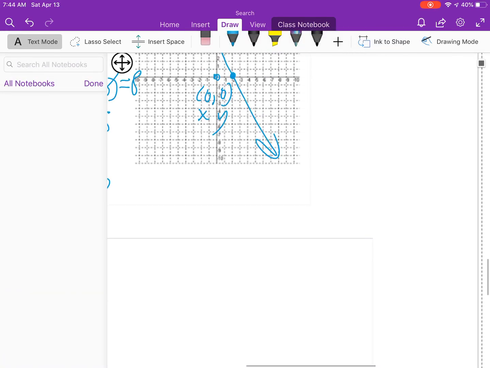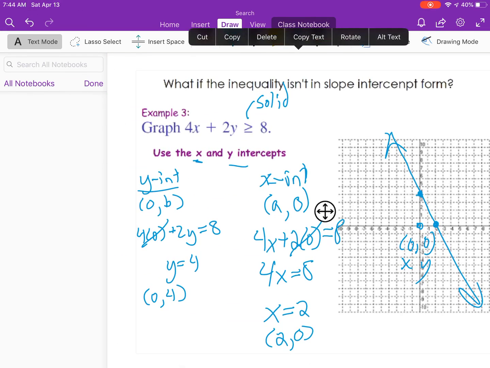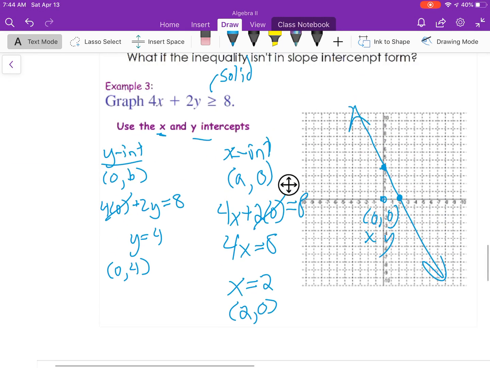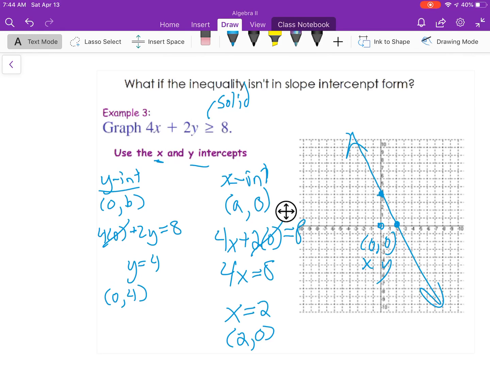I will put in 0 for x. I'll put in 0 for y. And I'll see if that's bigger than 8. So 0 times 4 is 0. 0 times 2 is 0. Okay, 0 plus 0 is 0. Is 0 bigger than 8? Nope. So these would be the no's, therefore the other side is the yes.